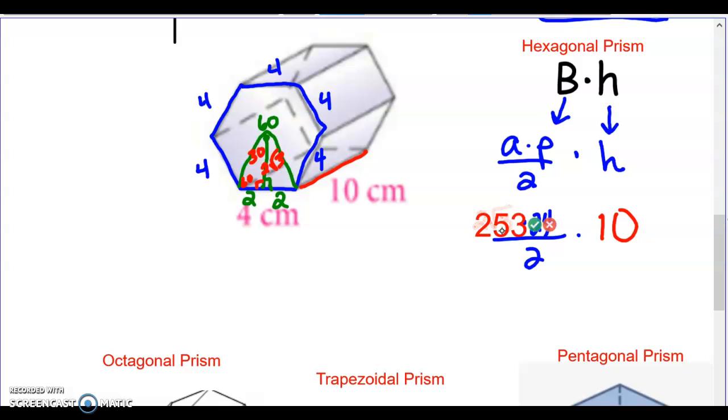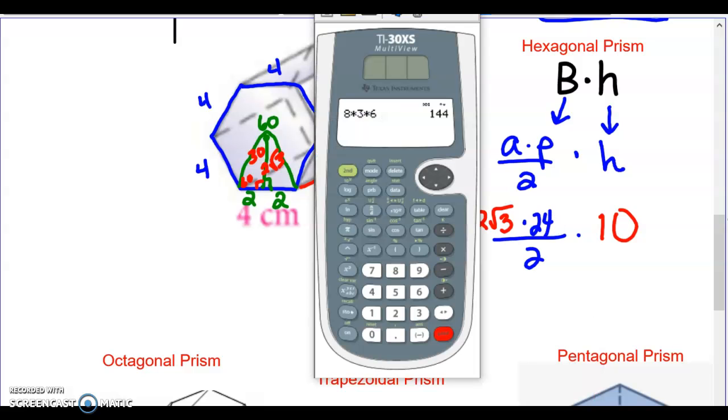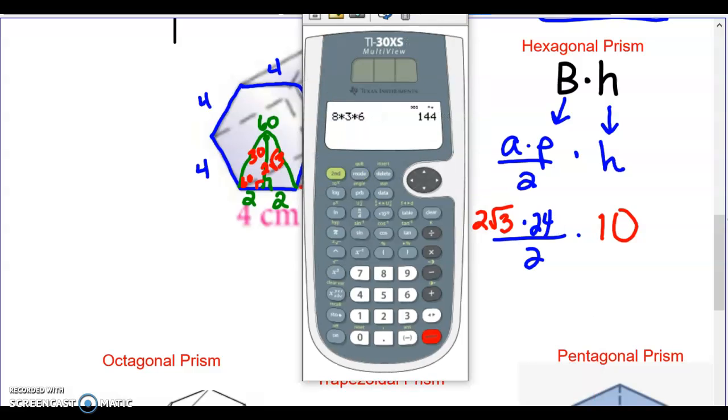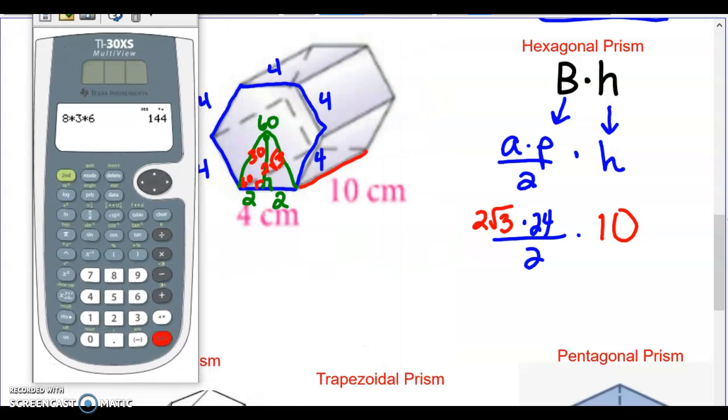So now this is just a matter of typing this in on our calculator. On your homework, it's going to ask you to have your answer in decimal form and round to the nearest tenth. So typing it on my calculator here, I'm going to go 2 times square root 3. Now I'm done with that square root 3, so I need to arrow out of there. Okay, and then times 24. All right, now I'm going to hit equals.